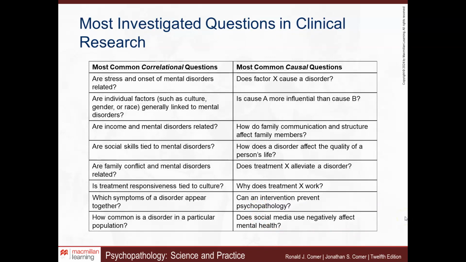On this graph, there are some examples of some of the most common correlational questions. Please feel free to pause the slide and peruse these at your own pace. Additionally, on the right-hand side, the most common causal questions. So by looking at this graph, you can compare them to each other.